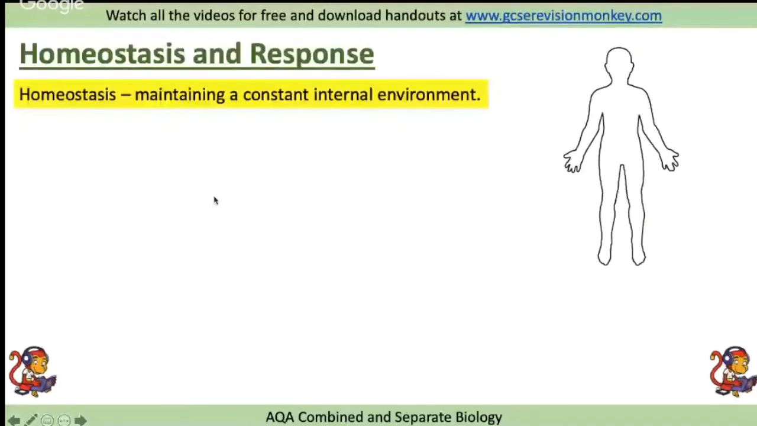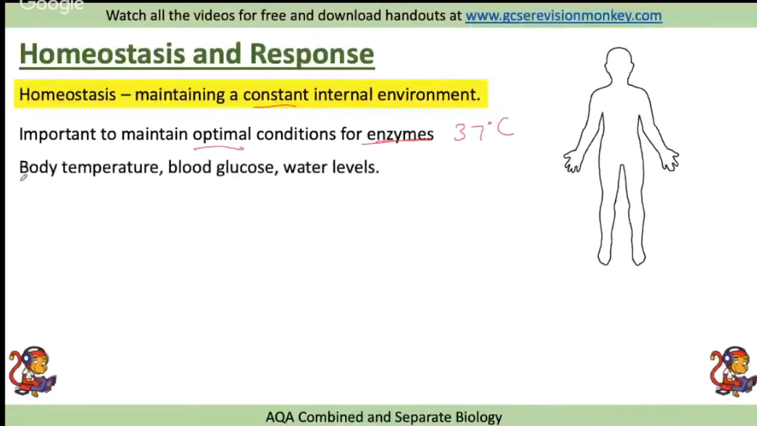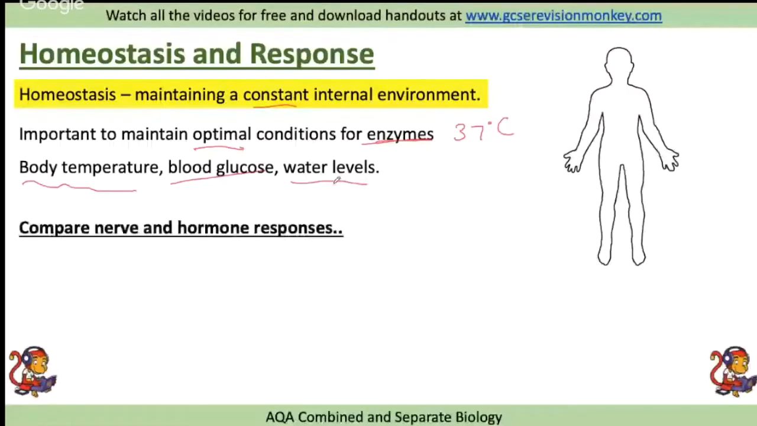Homeostasis means maintaining a constant internal environment. This is important to maintain the optimal, which is the best conditions for enzymes. So enzymes working in your body, for example, work best at 37 degrees C. So we'd want to maintain that temperature at exactly 37 degrees C. Not only do we want to keep body temperature the same, but we'll also want to keep things such as our blood glucose, so our blood sugar levels, and our water levels within our blood and within our body cells at constant levels.